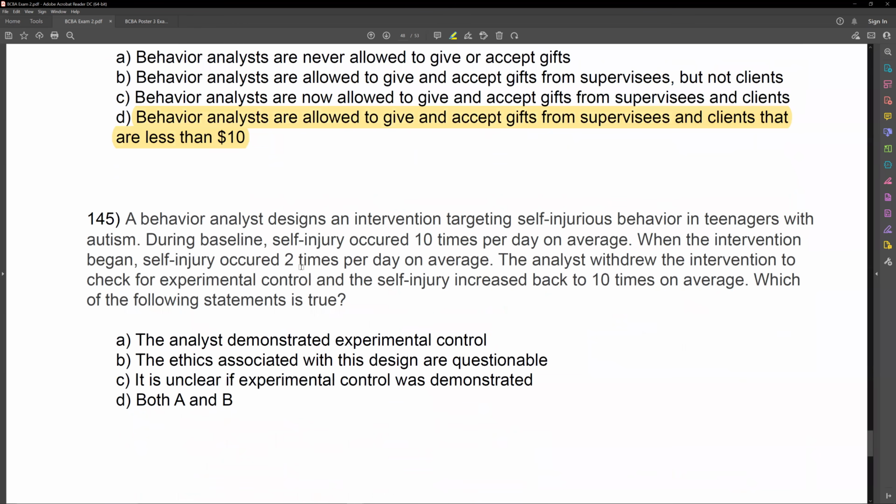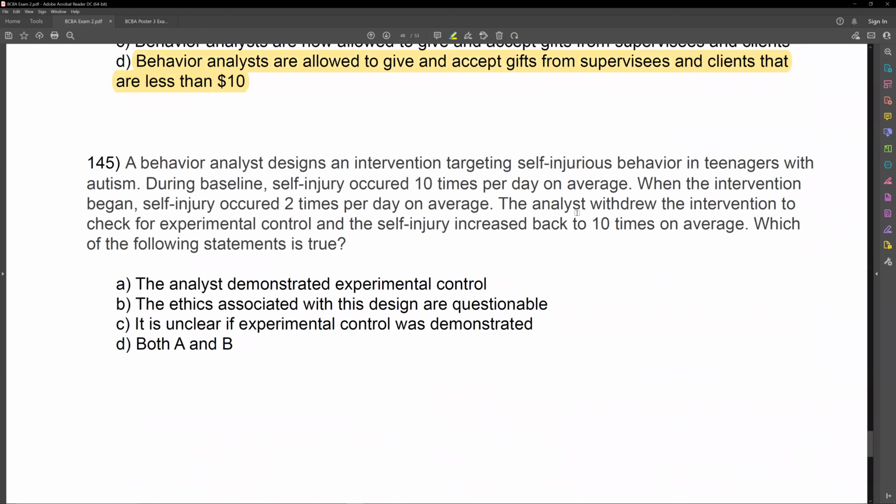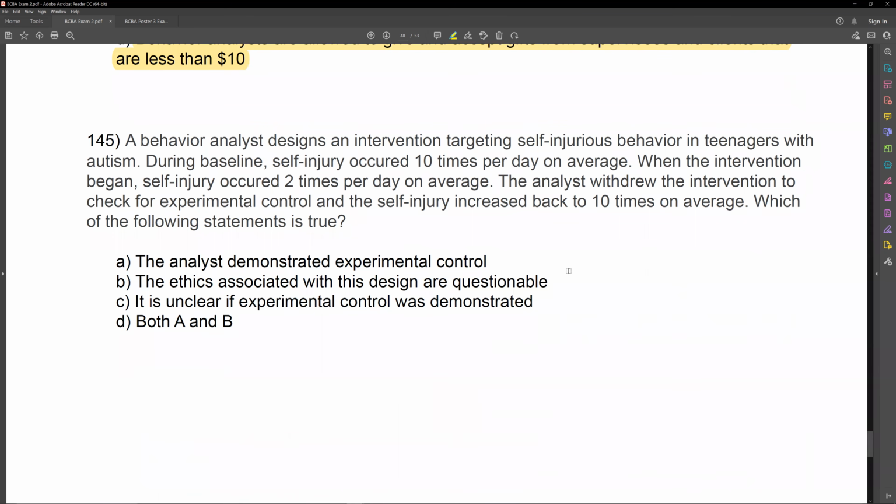145, a behavior analyst designs an intervention targeting self-injurious behavior in teenagers with autism. During baseline, self-injury occurred 10 times per day on average. When the intervention began, self-injury occurred 2 times per day on average. The analyst withdrew the intervention to check for experimental control, and the self-injury increased back to 10 times on average. Which of the following statements is true?